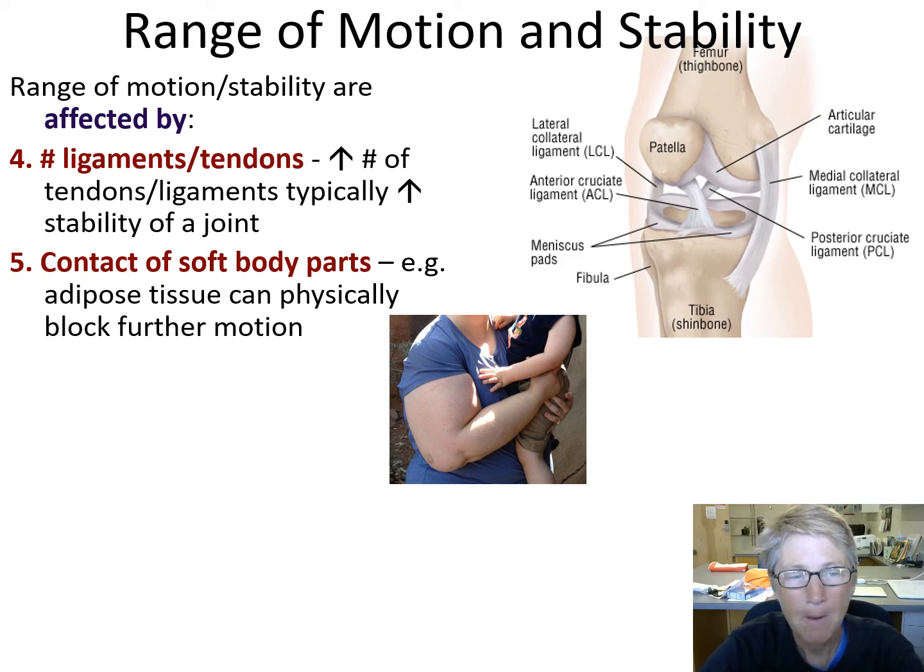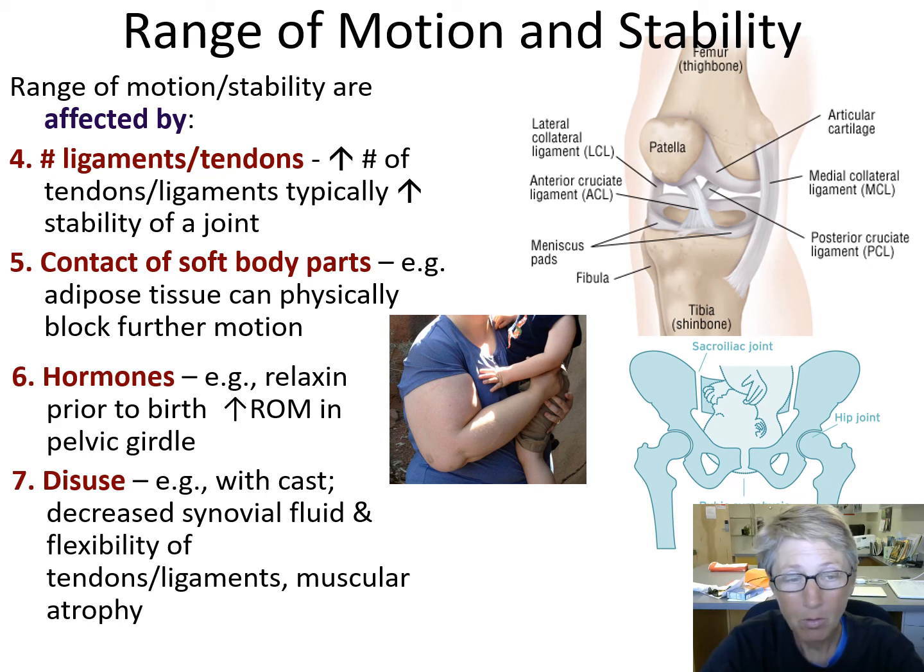The fifth thing that the range of motion and stability can be affected by is contact of soft body parts. For example, in this photograph, this woman has a large arm. A lot of that is due to soft body parts, so adipose tissue. That affects her range of motion.